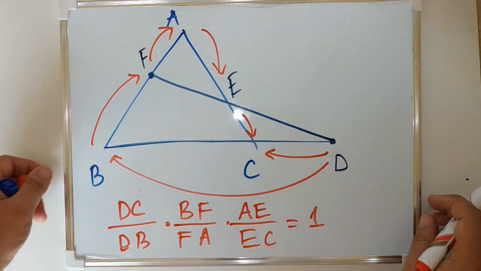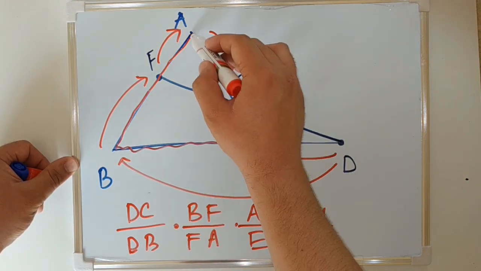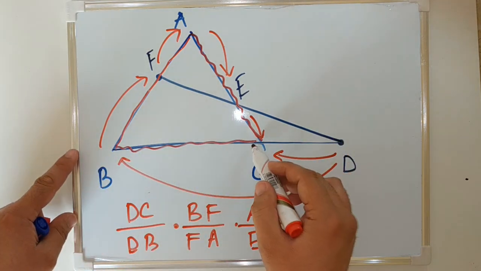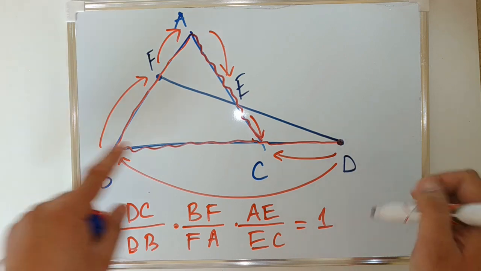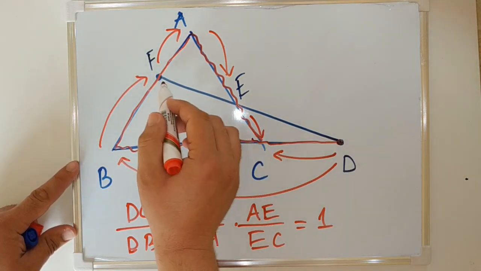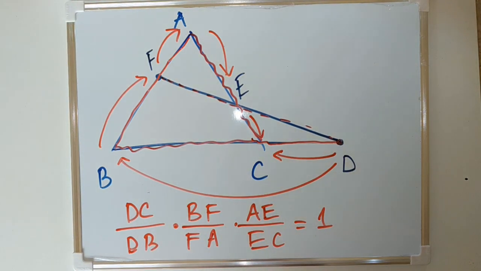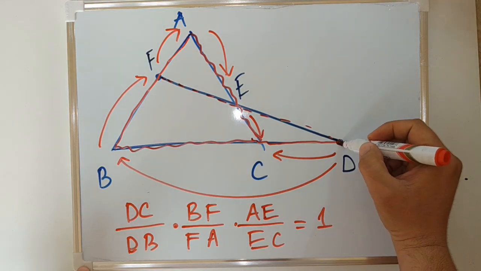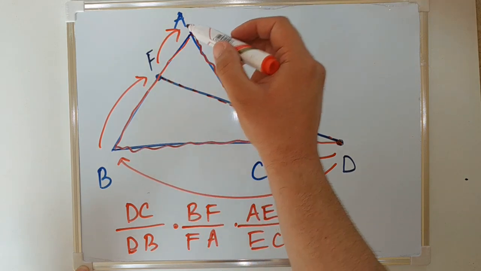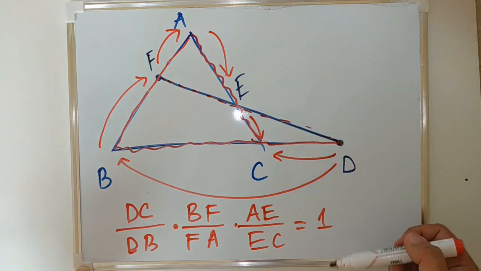Alright, let me explain one more time. This is our principal triangle, ABC, the main triangle. So we have extended BC to BD. Now we have the point D. From D, we are going to draw another line segment to AB. Now we have this line. Alright, so the theorem tells us DC over DB times BF over FA times AE over CE or EC is equal to 1.